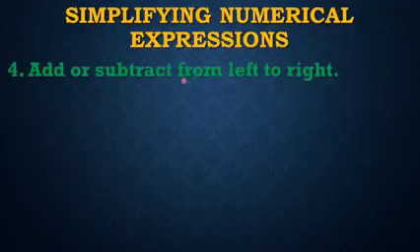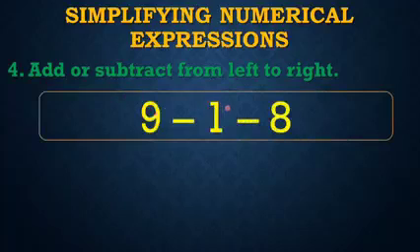Next is add or subtract from left to right. Katulad kanina ng multiplication and division, kung yung dalawang operations na to ang makikita, we need to operate them from left to right. Either addition or subtraction yung operation. Again, kung sino ang una natin makikita from left to right, siya ang una natin gagalawin. For example, 9 minus 1 minus 8, since we have same operator here, which is minus sign, so we need to subtract these numerical expressions. So again, the rule is from left to right.